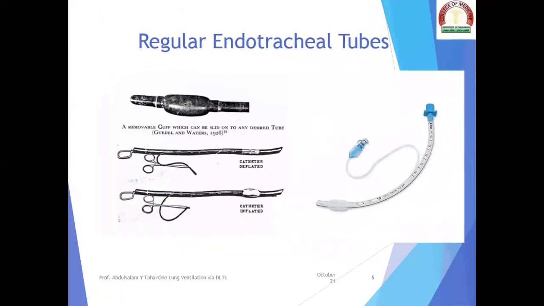The regular endotracheal tubes were introduced in 1928, when an endotracheal tube was designed with a removable cuff. And here you can see the standard endotracheal tube with a cuff that can be inflated and deflated. And that is the modern single lumen tube, which enables ventilation of both lungs.